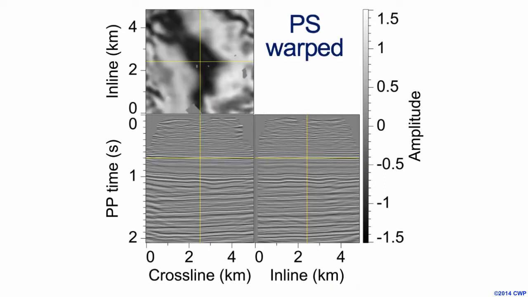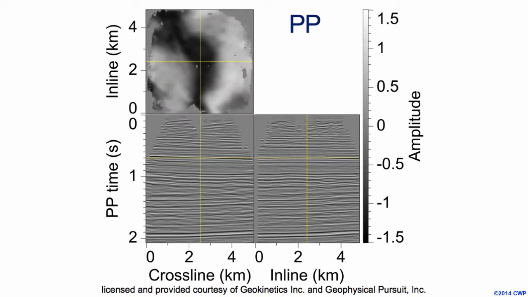Now, you've seen many of these types of displays before, but just as a reminder, the picture in the upper left is a horizontal constant PP time slice, and after the warping, it's actually much more similar to the PP image than it was before the warping. Inline and cross-line sections are shown below, and the one point where all three slices intersect is the intersection of the yellow lines you see displayed here.